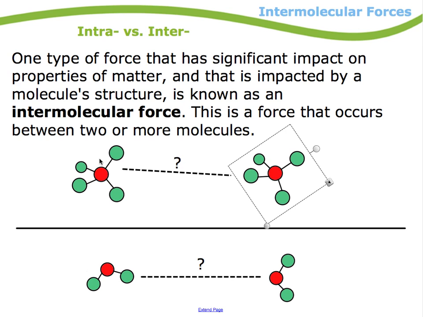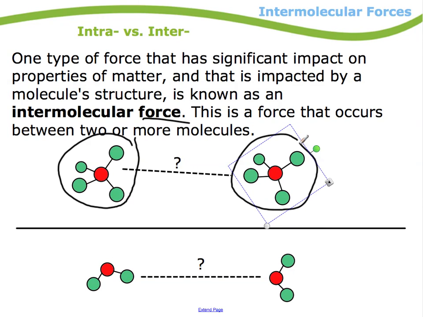Now, there's another kind of bond, but I guess we would call it a force, that exists between molecules. So here's a molecule of methane, here's another molecule of methane, and the bonding, not the bonding, but the forces that are attracting between those two molecules are called intermolecular forces. So forces between molecules are called intermolecular forces. And it turns out that there's three types of those attractions.